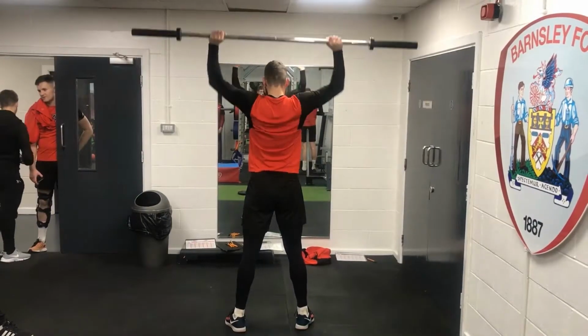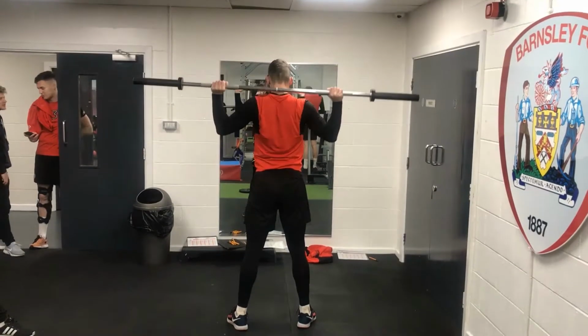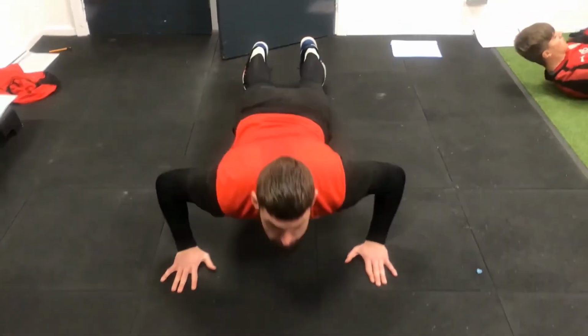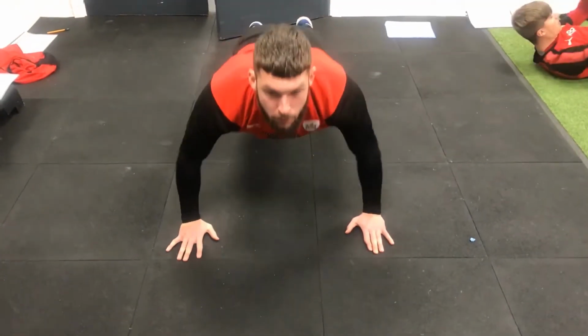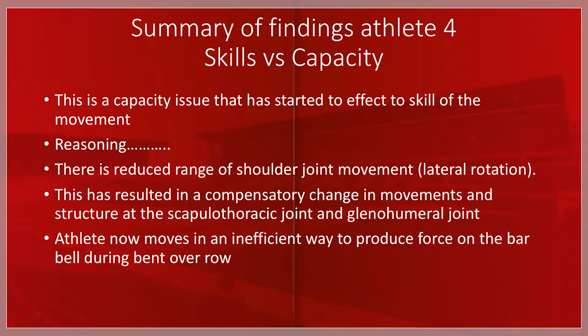During the overhead press at peak elevation, there is loss of space between the left deltoid and left side of the face again. During the press-up task, which is a closed chain exercise, there does not appear to be any scapulothoracic alterations in movement. Summary of findings for Athlete 4.